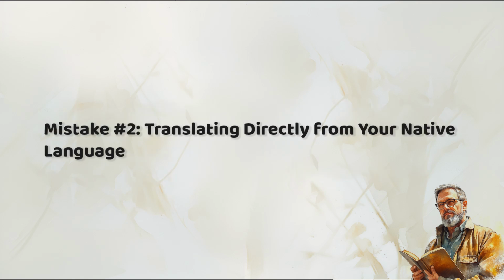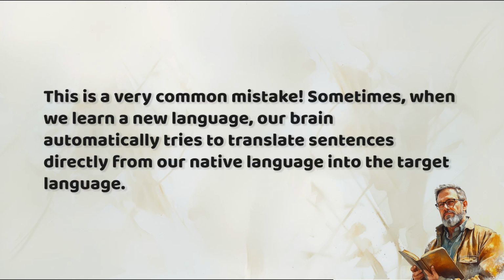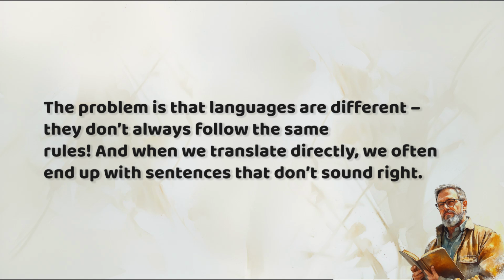Mistake number 2. Translating directly from your native language. This is a very common mistake. Sometimes, when we learn a new language, our brain automatically tries to translate sentences directly from our native language into the target language. The problem is that languages are different. They don't always follow the same rules. And when we translate directly, we often end up with sentences that don't sound right.